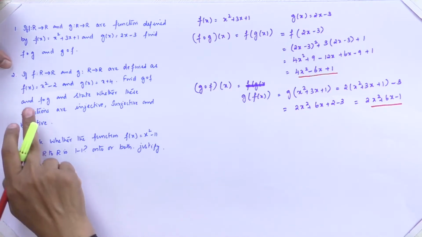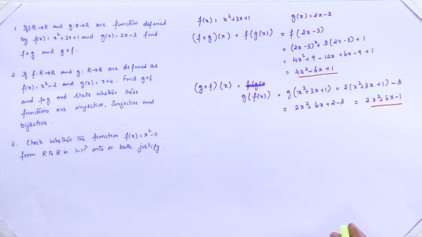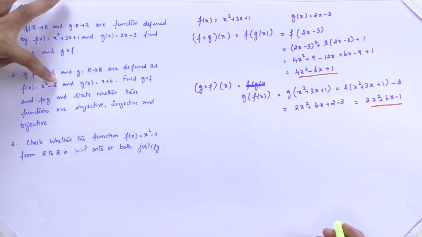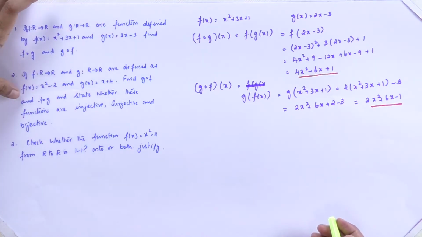And the next one, we have f from R to R and g from R to R defined as f of x is equal to x square minus 2 and g of x is equal to x plus 4, and we are supposed to find g composition f and f composition g.